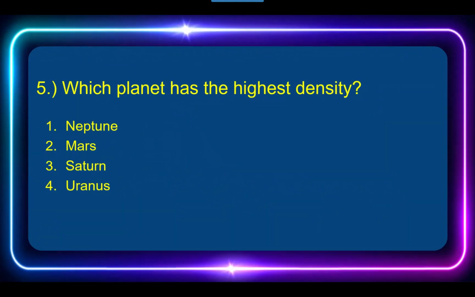Which planet has the highest density? Is it 1, Neptune, 2, Mars, 3, Saturn, or 4, Uranus? Go ahead, lock in your answers.